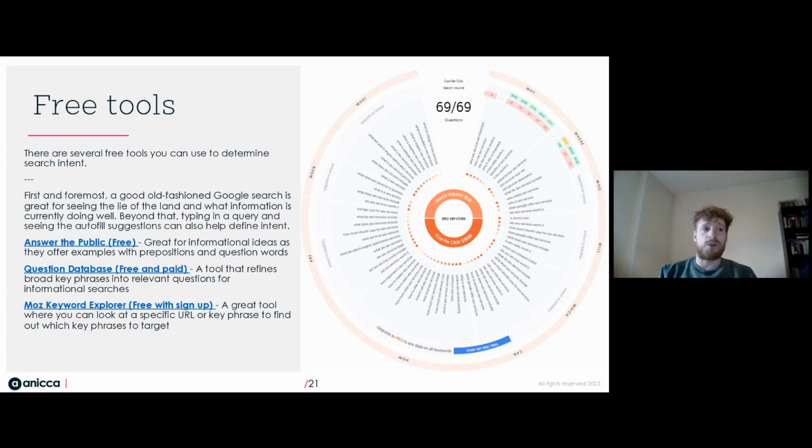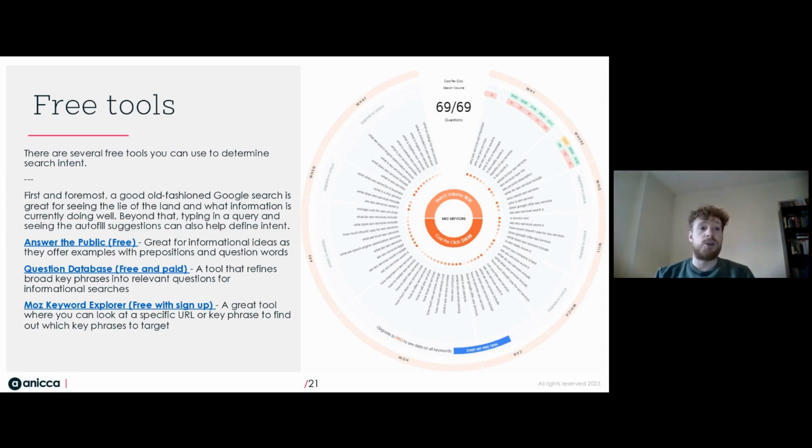The next one is one I just found Googling around after Answer the Public locked me out after too many searches. It was a question database. This one again refines a broad key phrase into relevant questions and informational searches. And then finally, Moz offers a free keyword explorer that's free with sign up. This is obviously a bit more in depth, but requires a bit more investment.